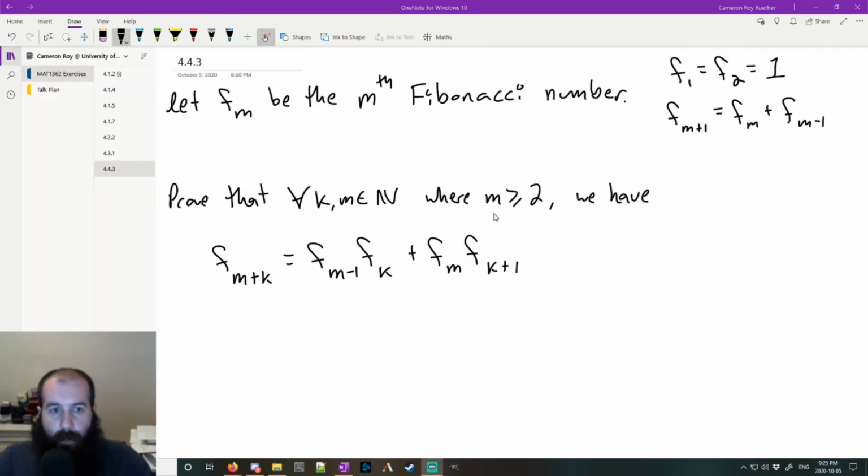4.4.3 asks us to prove this identity about the Fibonacci numbers. If we recall, we can denote the Fibonacci numbers by f_m for the mth one. And these are defined recursively where the first two Fibonacci numbers are 1. And after that, the next Fibonacci number is the sum of the previous two. So this is going to be an exercise that requires strong induction, as we'll see. And so we'd like to dive into this proof.